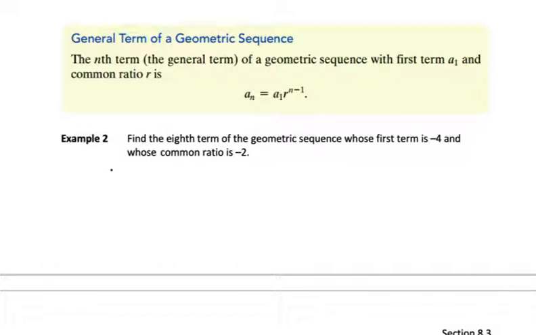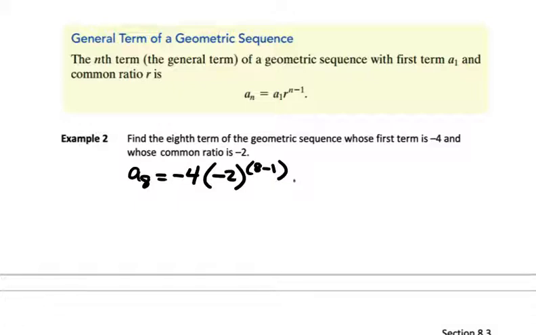So example 2 says to find the 8th term of the geometric sequence whose first term is -4 and whose common ratio is -2. So if I use the general term formula, a sub 8 equals a sub 1, which is -4, the first term, times r, which is -2, raised to the n-1 power. N is 8, so this is going to be 8 minus 1. Now, if you're doing this on a calculator and typing it in all at once, you should be able to get the answer from this.